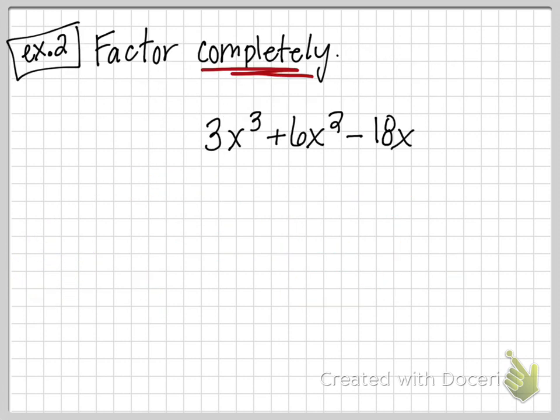Step 1 is always what? GCF. Is there a GCF? Yeah. What is it? It's 3x. Notice how every term has an x. So this one, we have a GCF of 3x, because every term has 3 as a factor, and every term has x. So if we divide every term by 3x, we end up with x squared plus 2x minus 6.